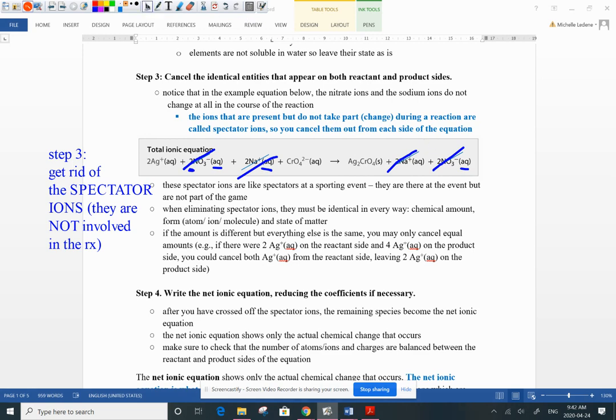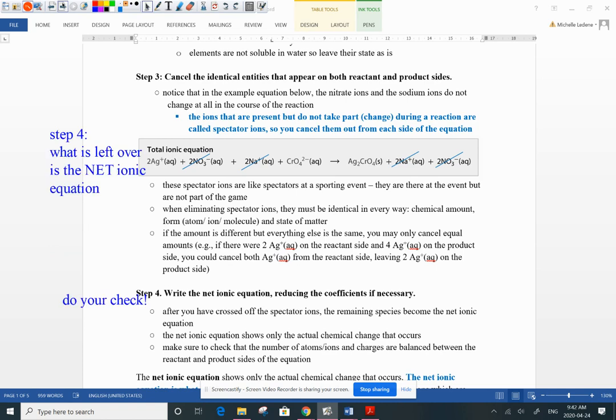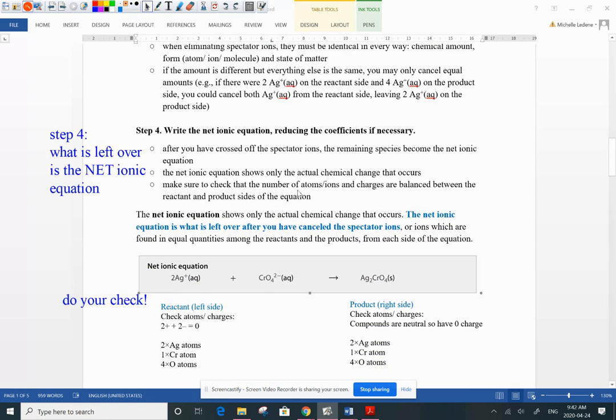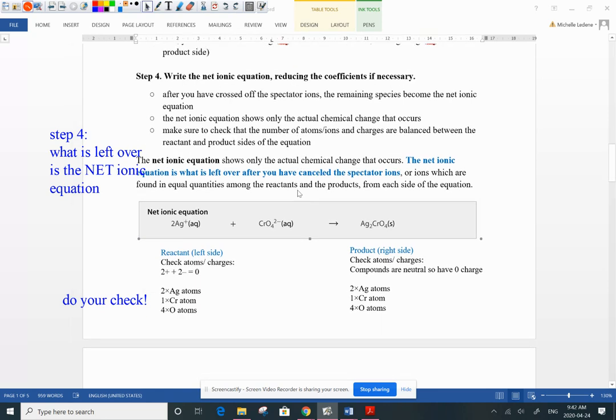What are we left with? Well, we are left with the actual entities that are reacting. And so that leads us to our net ionic equation. These things that are left over are actually what's reacting in the equation. We've canceled out our spectators. Here's what's left. I had 2 silver ions and a chromate ion, and I made this precipitate, Ag2CrO4 solid.